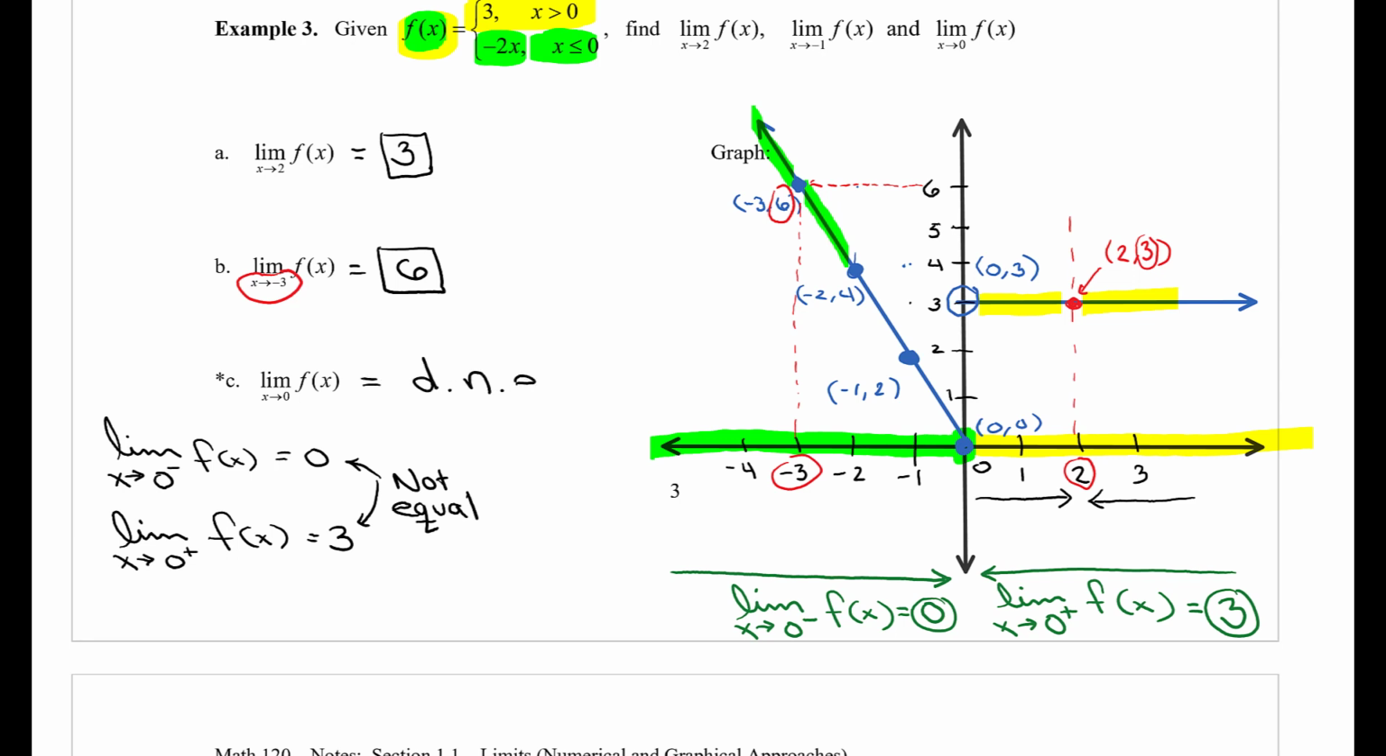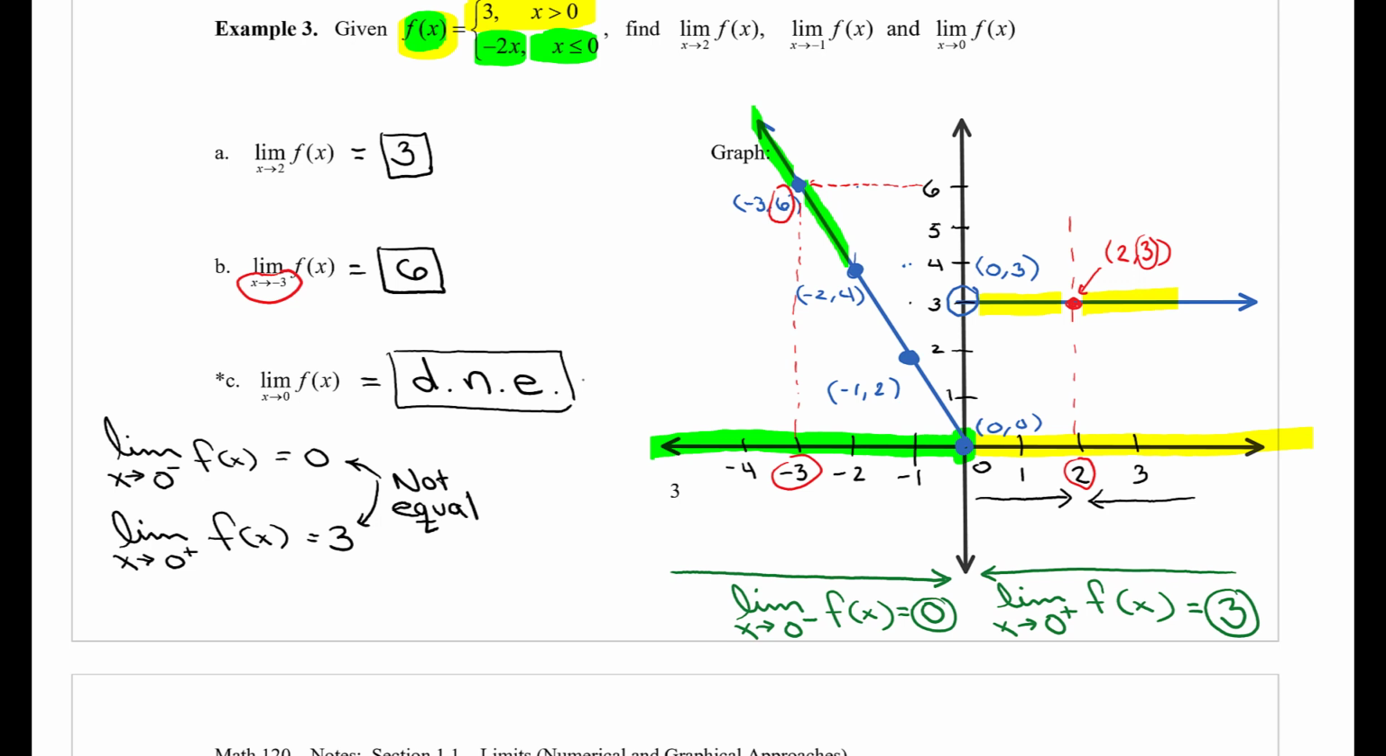And then for C, where it says limit as x approaches 0 of f of x, I'm going to say it equals DNE, which stands for does not exist. And I'm going to box that in. So that's going to be our example number 3.